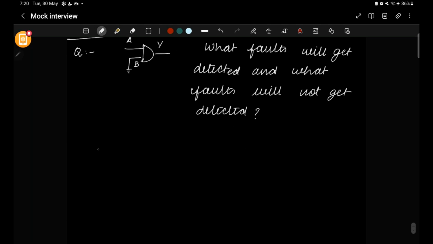So here the answer is only B stuck at 1 and Y stuck at 1 will be detected. Can you tell me how you arrived at this answer? Any one example you can take. Yeah, ma'am, as B is tied to ground, the value will be 0, then the good value will also be 0 and the faulty value will also be 0. So at Y, stuck at 0 will not be detected, only stuck at 1 can be detected.